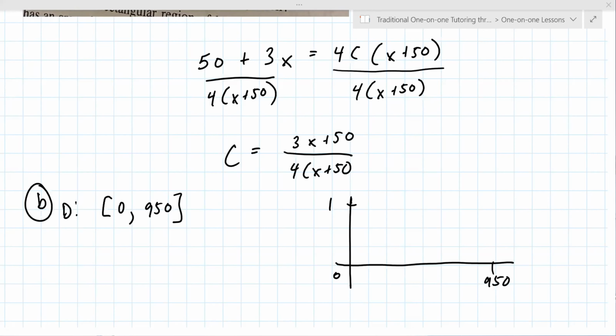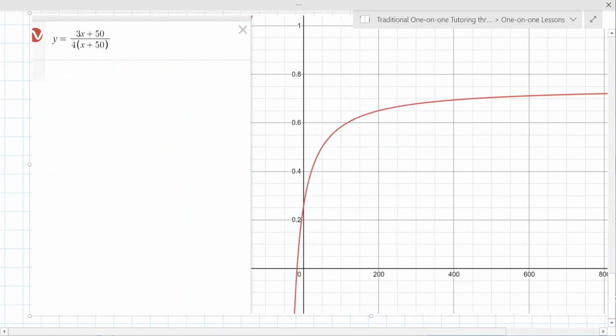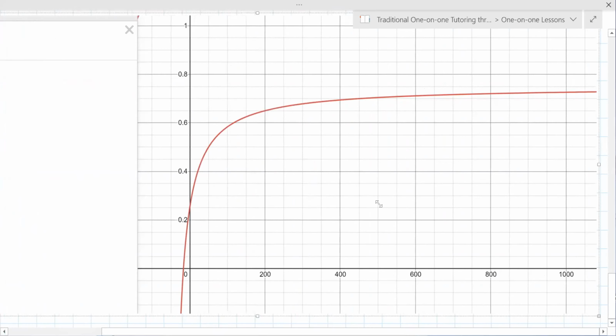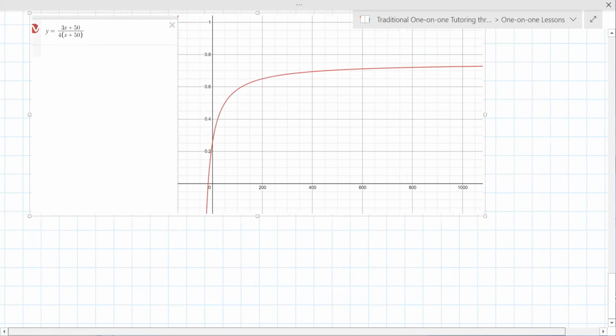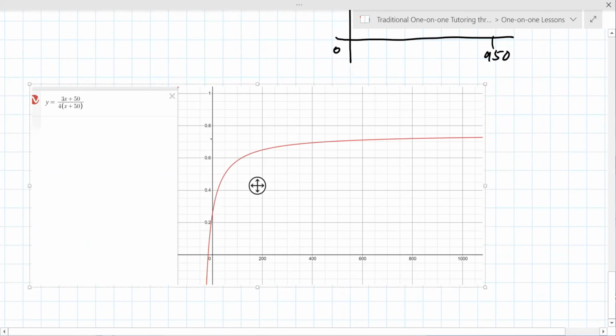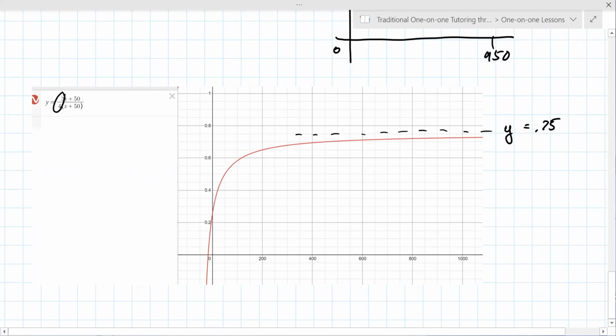Let's see what's going on here. Here's your picture. We talked about finding the window being kind of the biggest challenge in these questions. So it looks like it's approaching a certain value here, and that value is y equals 0.75. You might be asking, well, how did I know that? It's because it's 3 over 4, and it's just the horizontal asymptote of this thing.